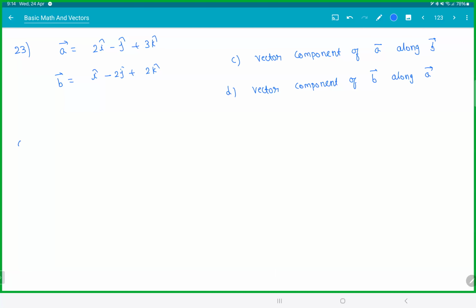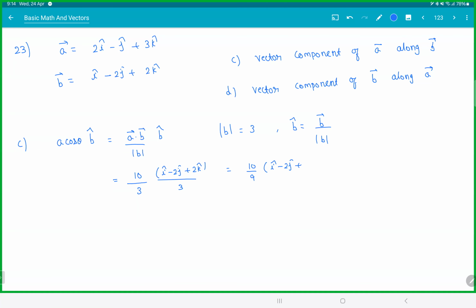So the first part, you are asking the vector component of A bar along B bar. So A cos theta, that is the magnitude, and the direction along B bar is B cap. So this is nothing but A bar dot B bar by mod B, into B cap. A bar dot B we just calculated, that is 10. Let's calculate mod B also. The mod B is 3. And B cap is nothing but B bar by mod B. So this is 10 by 3, and B bar is i minus 2j plus 2k by 3 again. So this is 10 by 9 times i minus 2j plus 2k. That's your component. Have a look at this.